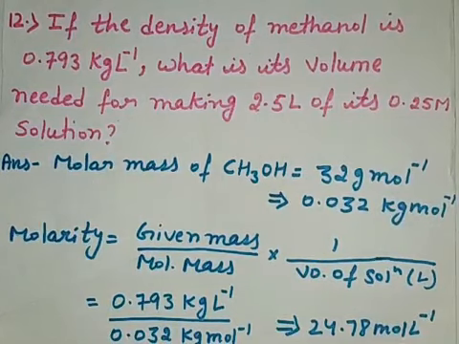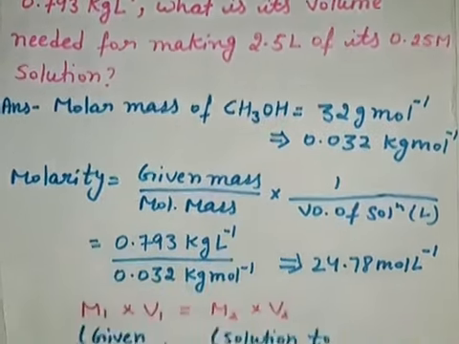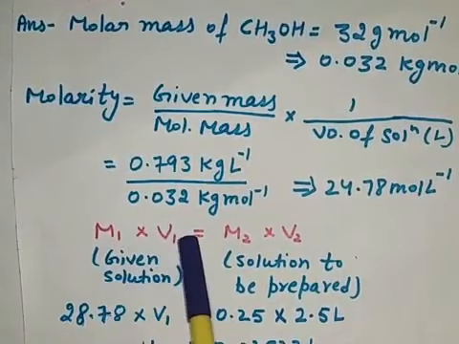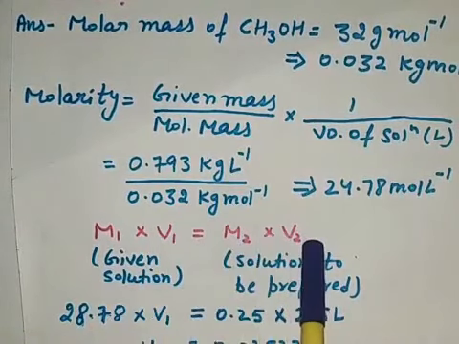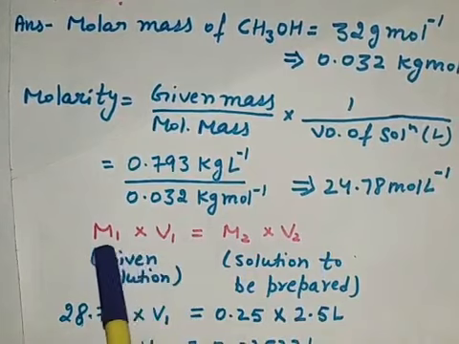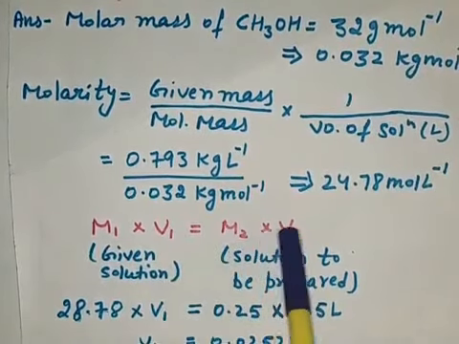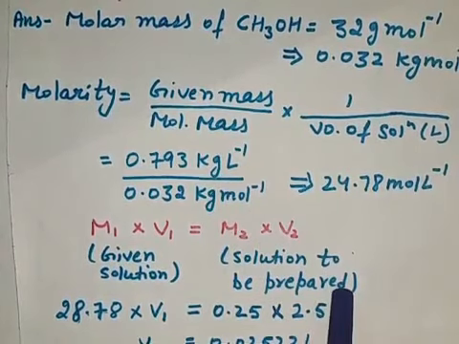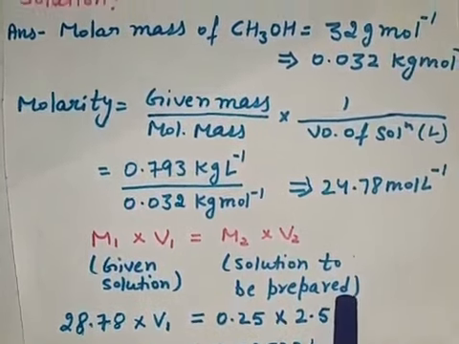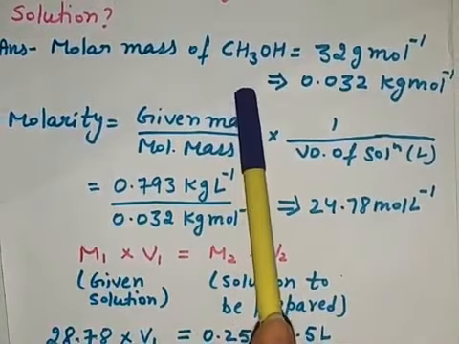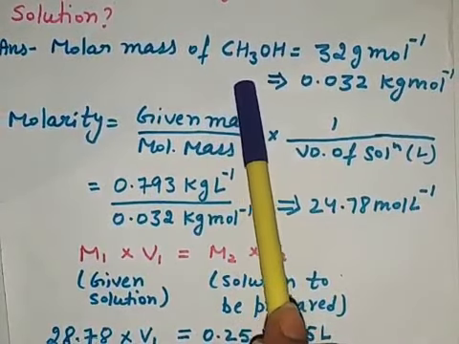Now here we have two solutions. One is the given solution and the second is the solution to be prepared. So we have this equation of molarity, M1 × V1 is equal to M2 × V2. Here M1 and V1 are given, and M2 × V2 is the solution to be prepared. So here we will solve this question. First we will find the molecular mass of methanol, CH3OH.